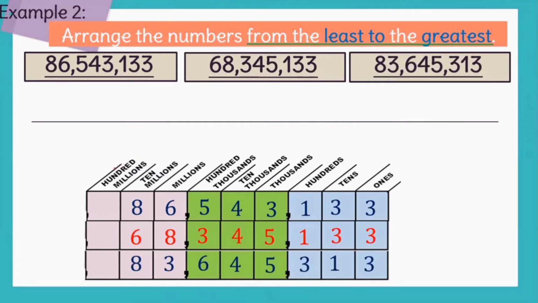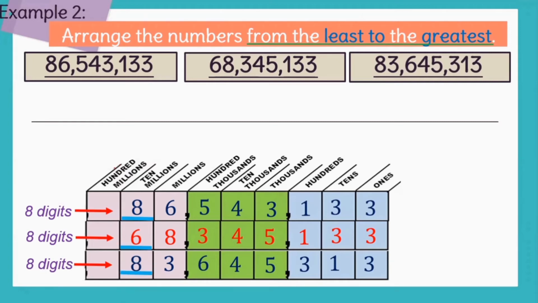As we can observe, all the three given numbers have 8 digits. Since the total number of digits are equal, we're now going to compare the numbers from the left, which is the 10 million place, going to the right, which is the ones place. So let's start with the 10 million place.